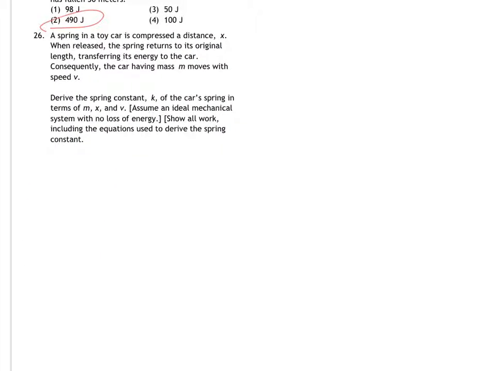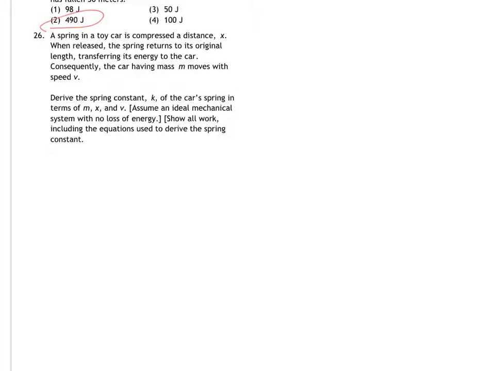26, we have a spring in a toy car, and it's compressed at distance x. When released, the spring returns to its original length, transferring all of its energy to the car. Consequently, the car, having mass m, moves with speed v. Let's derive the spring's constant, k, of the car's spring in terms of m, x, and v. So we're going to assume there's an ideal mechanical system with no loss of energy, and we need to make sure that the only variables that we use are m, x, and v.